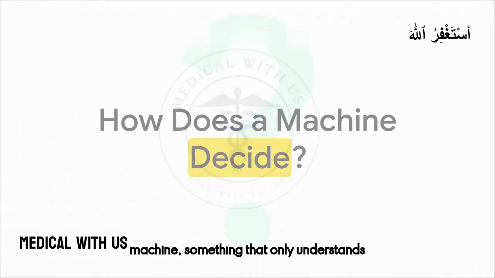So here's the big question. How does a machine, something that only understands on or off, make a decision? How can it possibly add numbers or play a video or just register a simple mouse click? It seems impossibly complicated, right? But the answer is actually surprisingly simple.